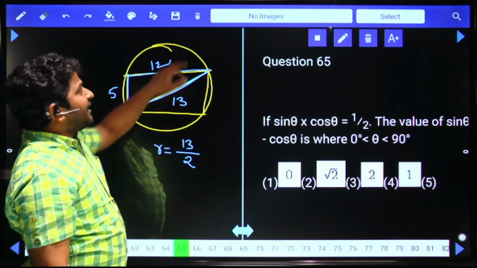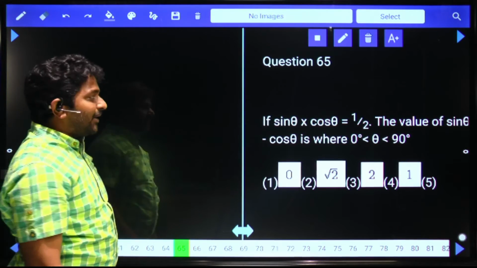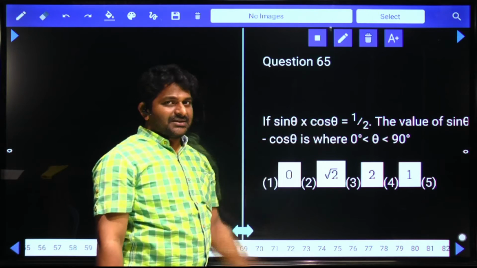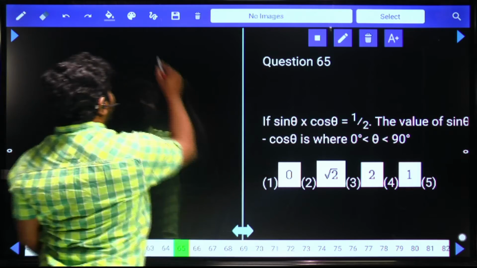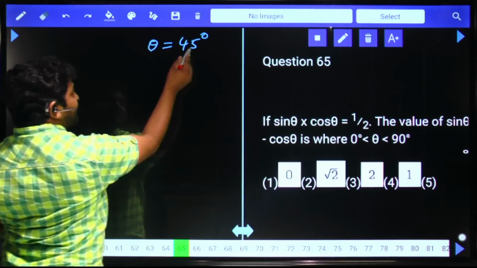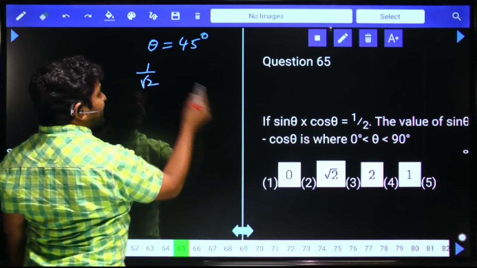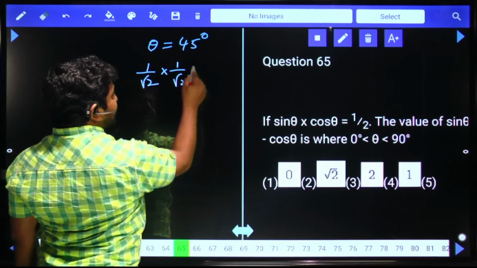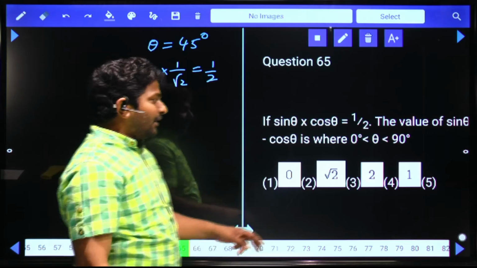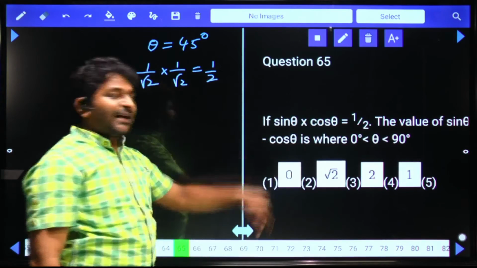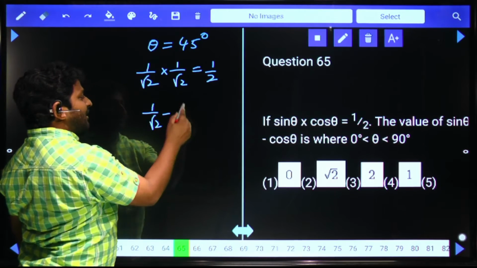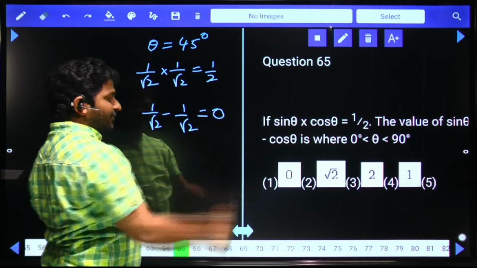Next, sine theta into cos theta is equal to 1 by 2. Both angles are the same, so sine theta and cos theta should both be equal to 1 by 2 in product. This is satisfied for theta equal to 45 degrees. Sin 45 is 1 by root 2, cos 45 is 1 by root 2, and the product is 1 by 2. The condition is satisfied for theta equal to 45. Now your question is to find sin theta minus cos theta, which is 1 by root 2 minus 1 by root 2. Answer 0. First option.